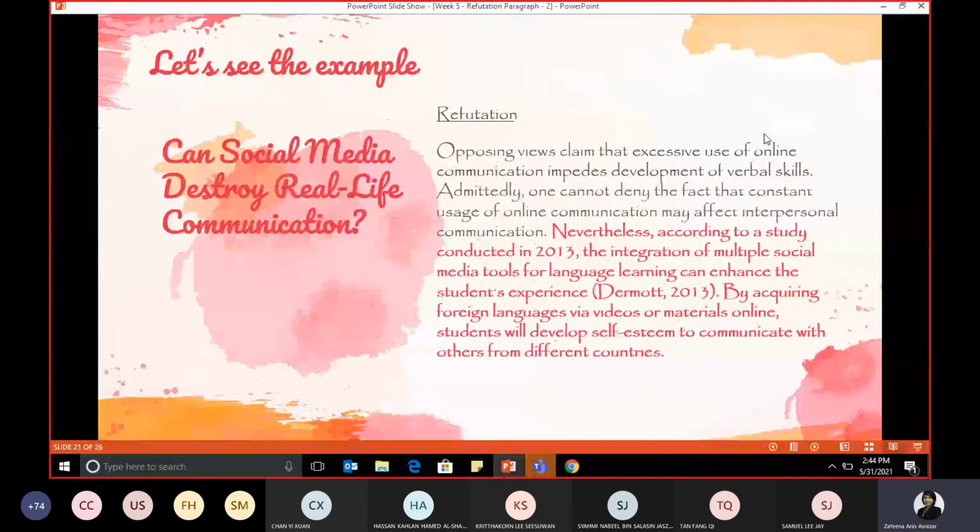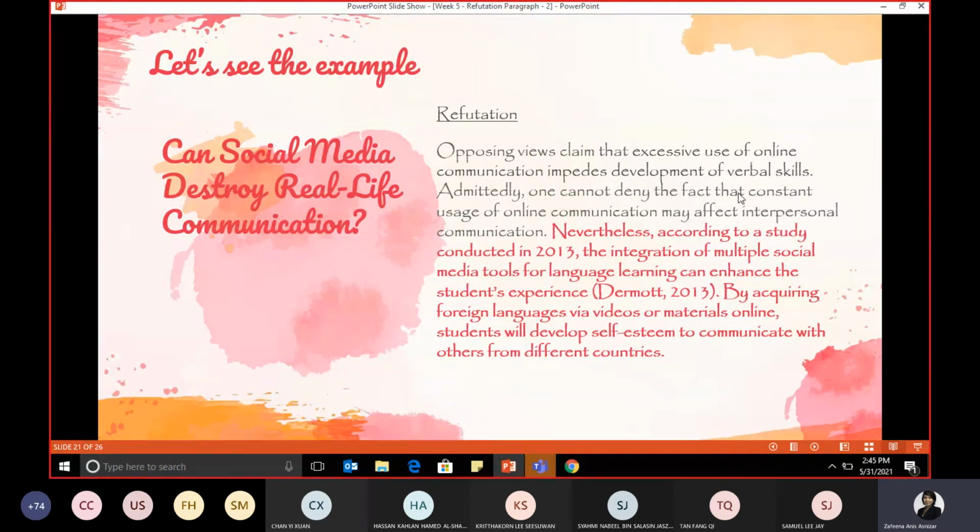Okay, so this is my first point, where I address the opposing views. And then in the second sentence, I include a simple summary of what they claim. But then, nevertheless, according to a study conducted in 2013, the integration of multiple social media tools for language learning can enhance the student's experience (Mod, 2013). By acquiring foreign languages via videos or materials online, students will develop self-esteem to communicate with others from different countries.